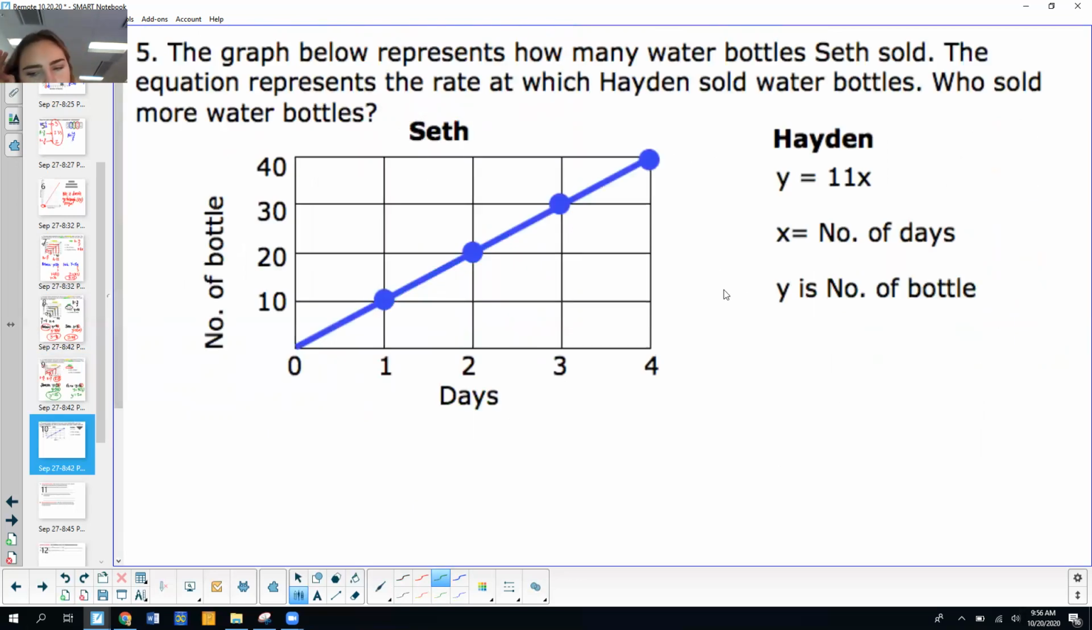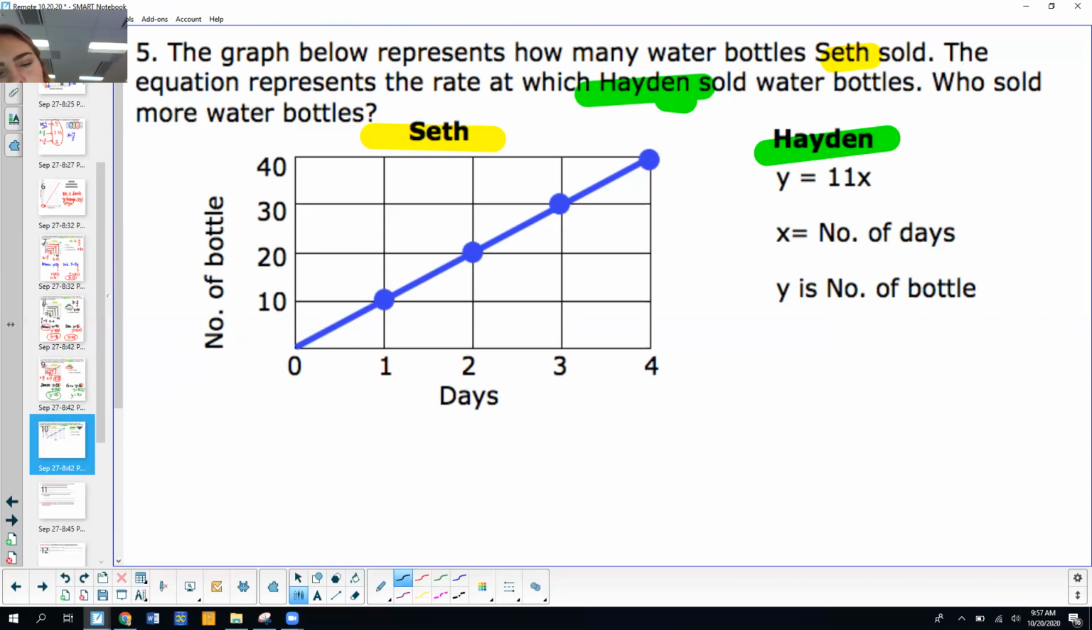All right. This might be our last thing we're going to do today. The graph below represents how many water bottles Seth sold. The equation represents the rate at which Hayden sold water bottles. Who sold more water bottles? I'm going to highlight. So I've got Seth, who sold a number of water bottles shown in the graph, and then we've got Hayden, who sold water bottles according to that equation. So we're comparing the two right now.